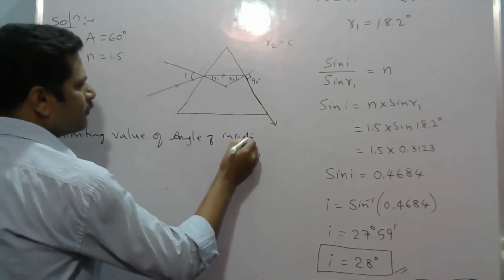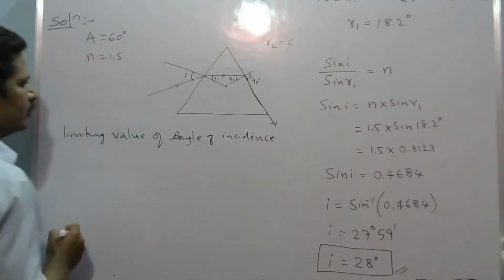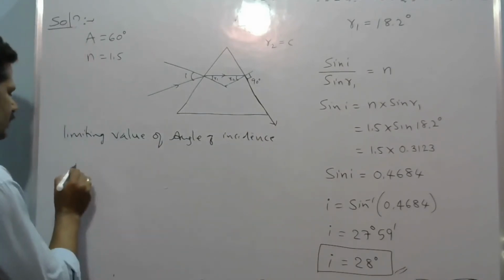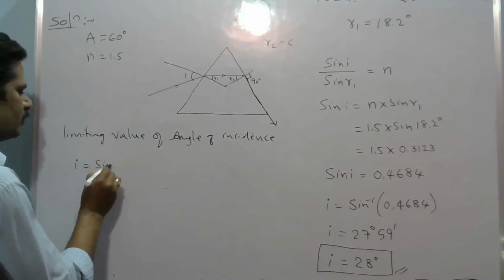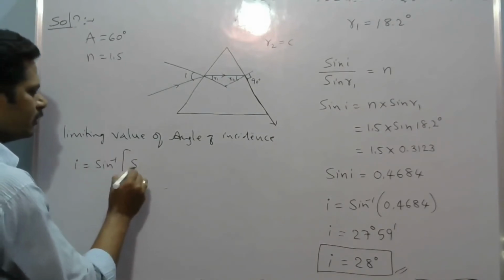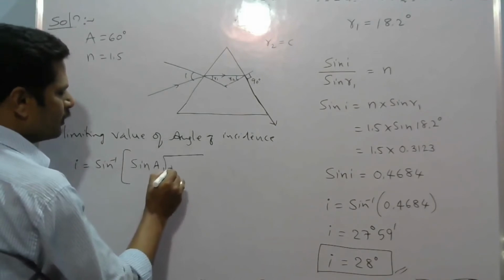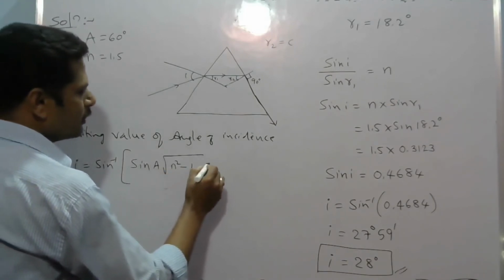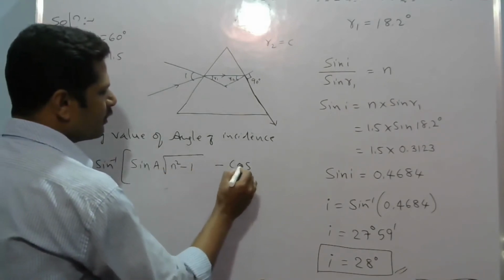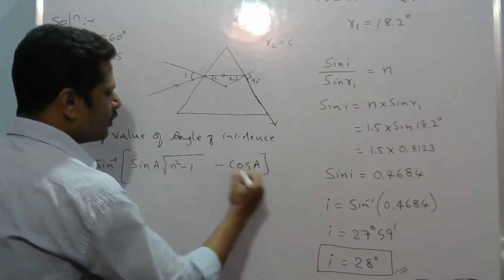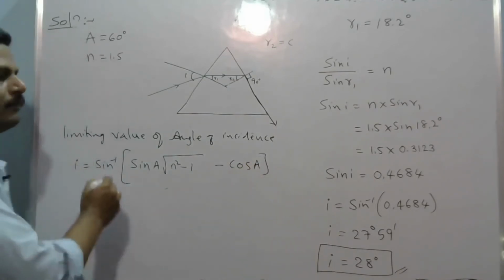Angle of incidence by using this formula. So the limiting value of the angle of incidence, that is I, is equal to sin inverse of, we know that, sin A square root of n squared minus 1 minus cos A. By using this relation also, we can find out the I value.